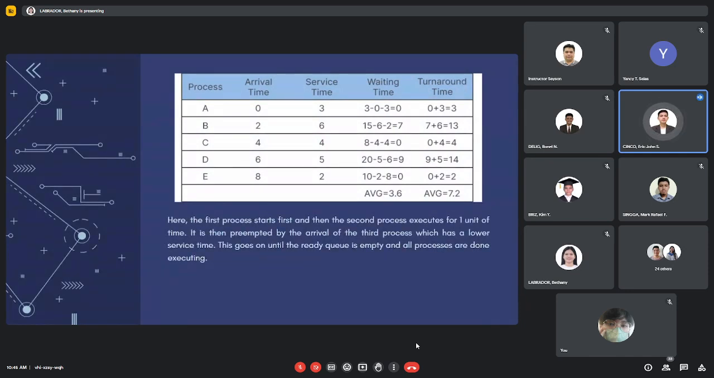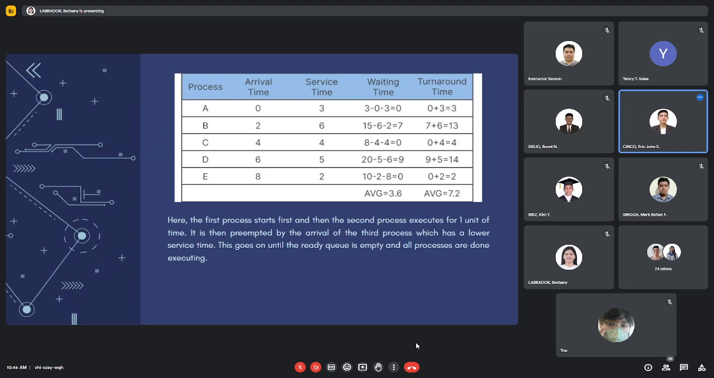So in this figure, in example, we have the process A, B, C, D, E, and their arrival time, their service time or their burst time, then waiting time, and the turnaround time. So here, the first process starts first and the second process executes for 1 unit of time.